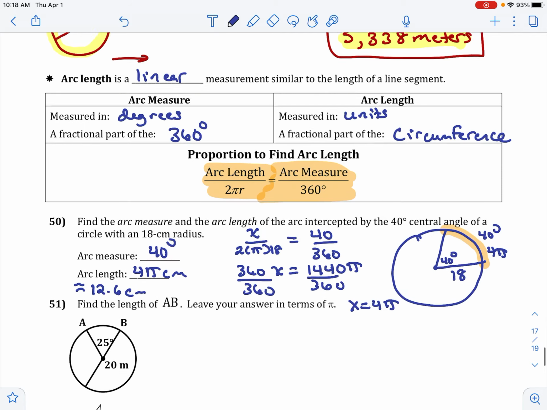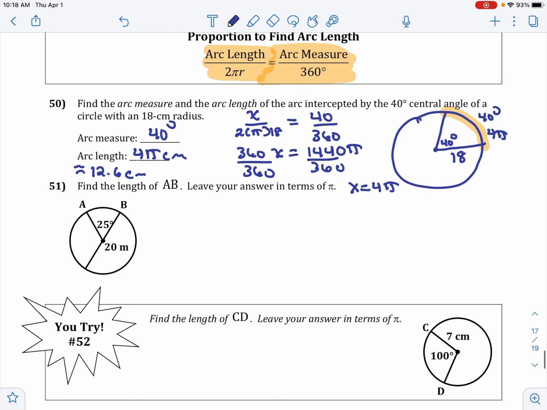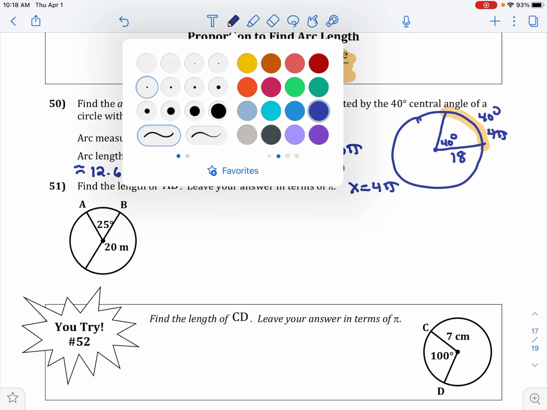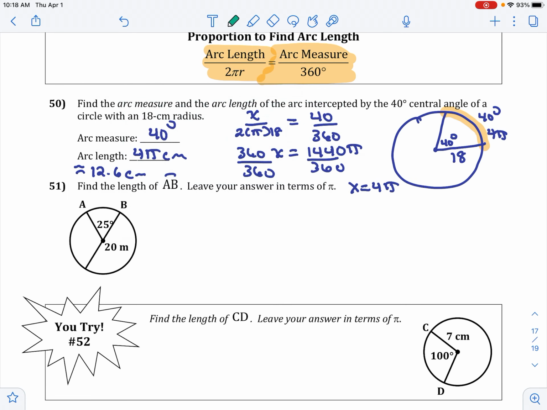So that's kind of the difference between arc measure and arc length. All right, let's try another one. It says find the length of arc AB. Put a little arc symbol in there. And so to do that, again, we're going to use our little proportion. So we want to find arc AB. Now I know its measure is 25, okay, but I don't know how long it is in meters.